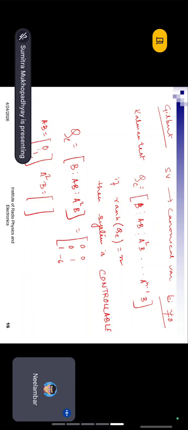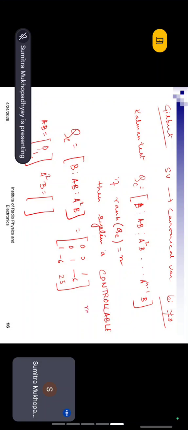-1, -6, 20. Okay. Say it once more. 1, -6, 25. Right. Now you have to calculate the rank of this matrix.